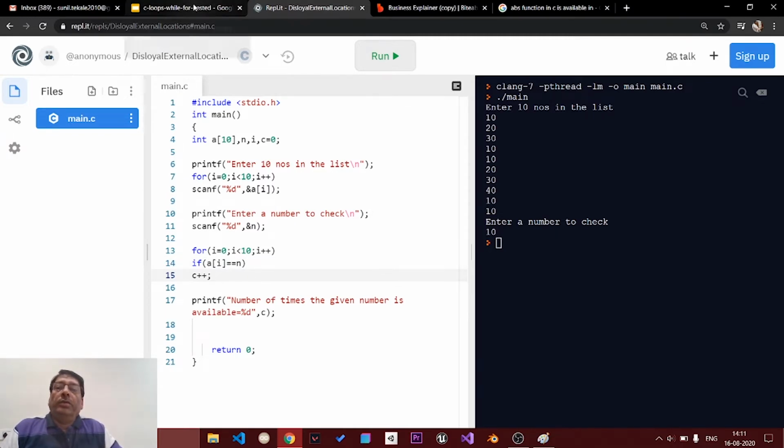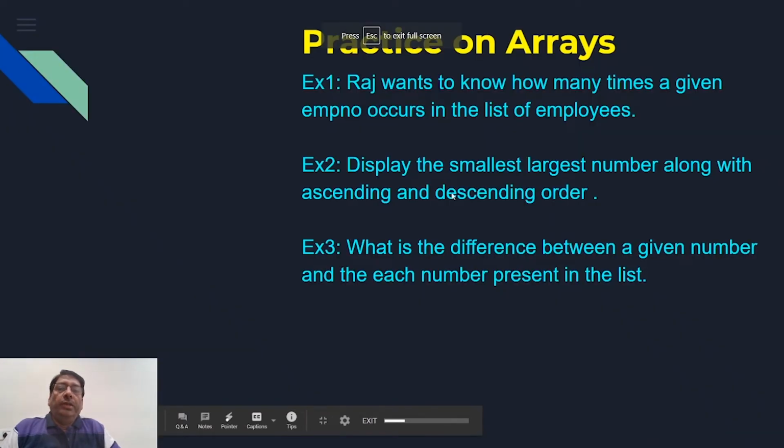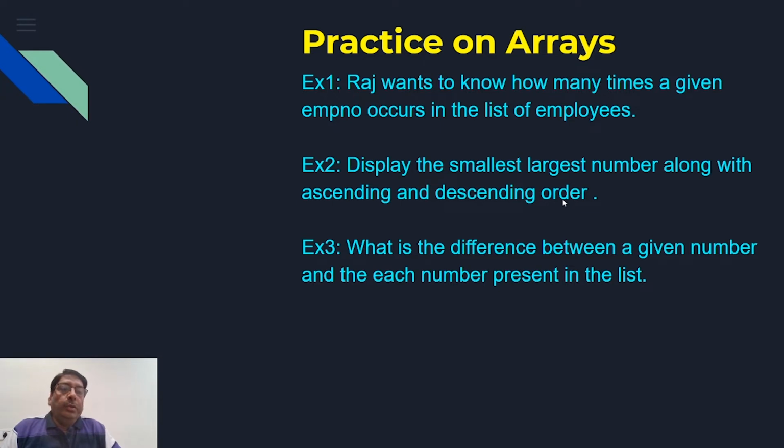Okay, let's try to go with the next example. The next example over here is wherein you want to display the smallest number, the largest number, along with ascending and descending order. So I'll leave it to you because we have already done a program of ascending order. So you can as well do the program of descending order. Once you know how to write an ascending order program and a descending order program, you can display the first number and the last number. In ascending order, the first number is going to be the smallest number and the last number is going to be the largest number.